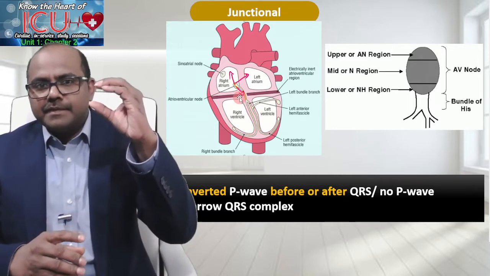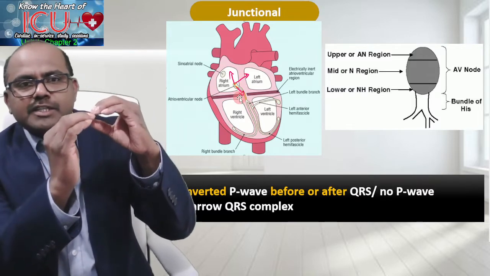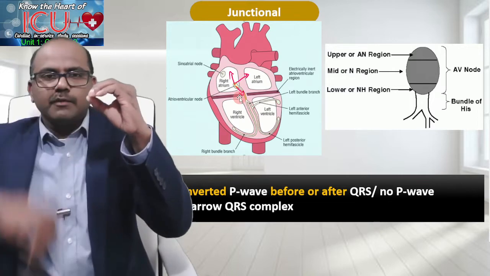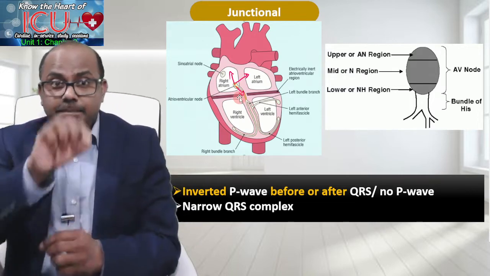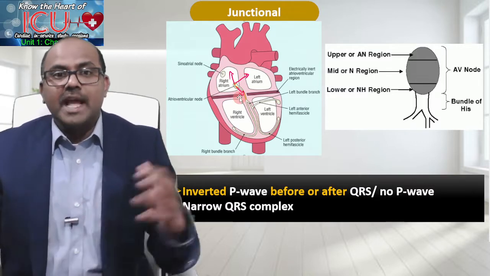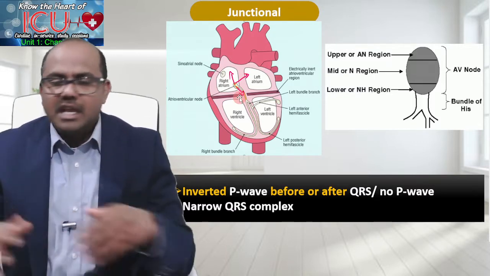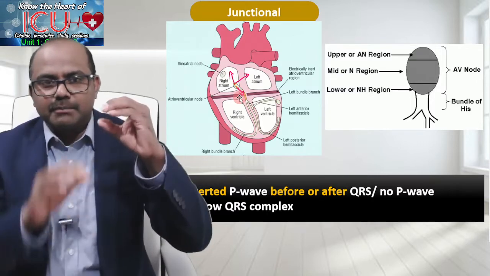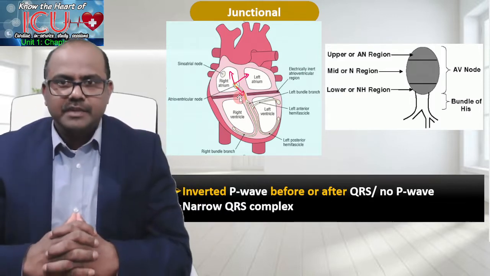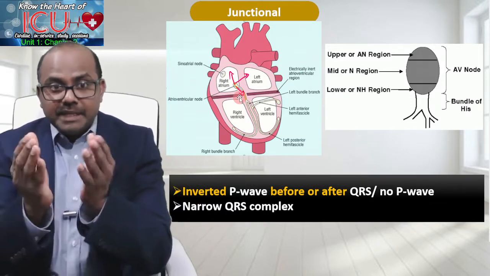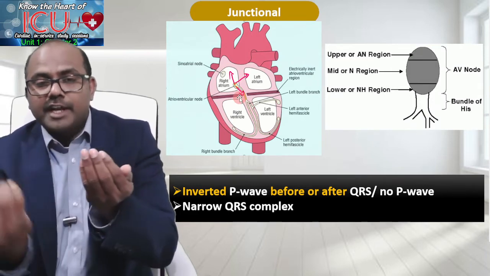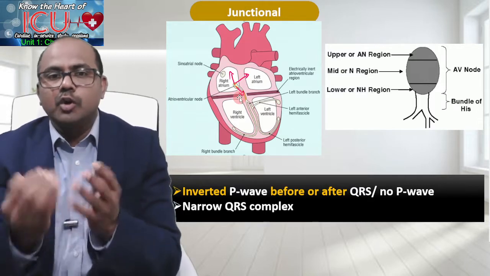What happens if the impulse is originating from the mid zone of the AV node? The impulse reaches the atria and the ventricle at the same time. You know that the P wave is very tiny and the ventricular complex, QRS, is big. So the P wave will be merged with the QRS and you will not see any P wave. That's called mid-nodal rhythm.